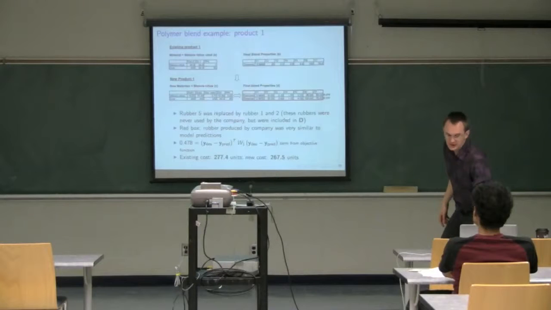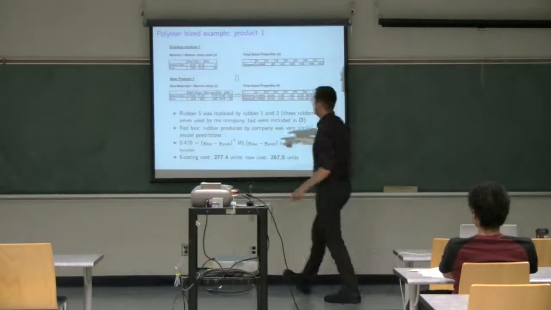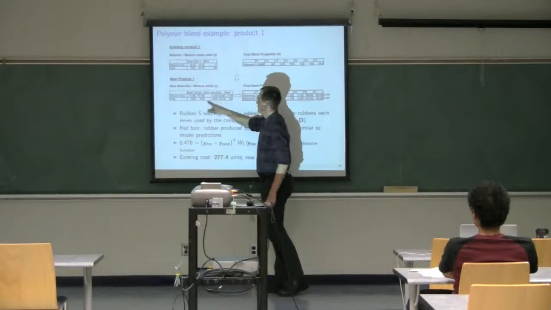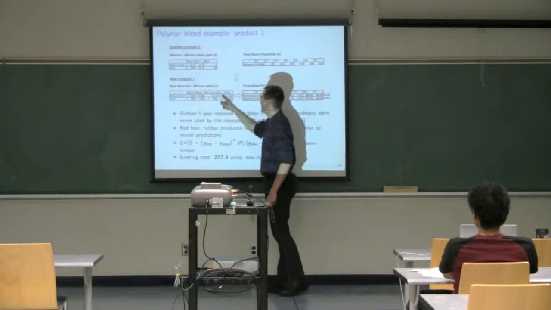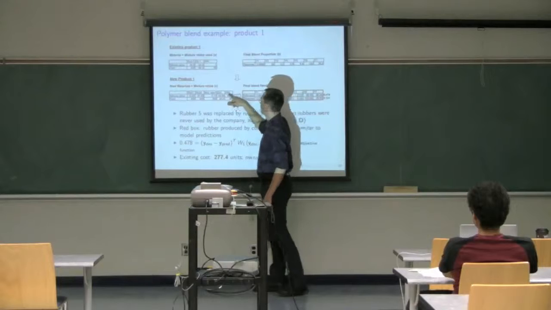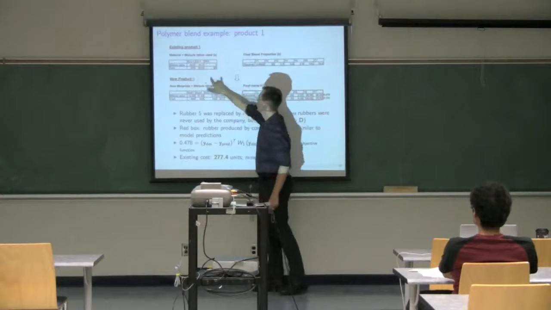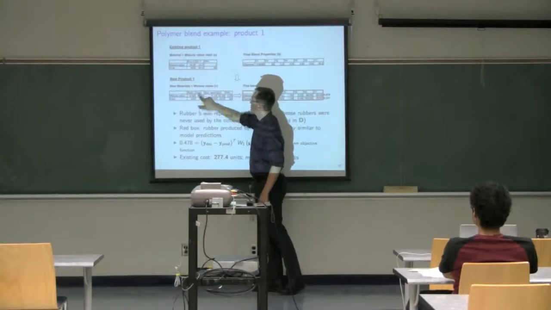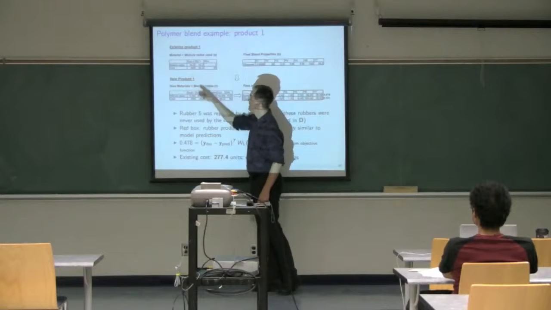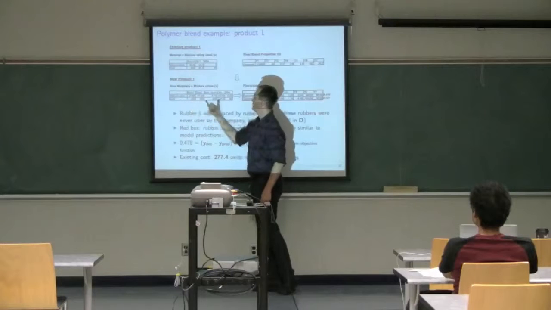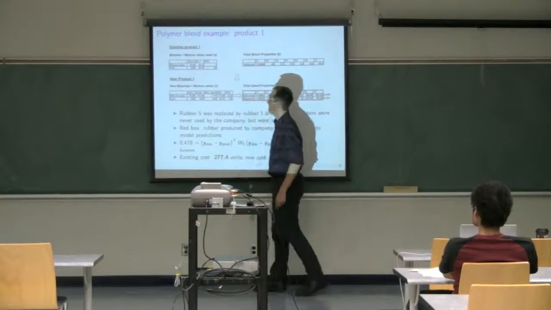So coming down here, this new rubber is introduced that they've never used before. They had used rubber 1 and rubber 2. They used oil 1 and polypropylene 4. Those are both ingredients from the previous recipe. But the new recipe calls for eliminating rubber 5 and replacing it with rubber 1, 2, and new rubber 1.